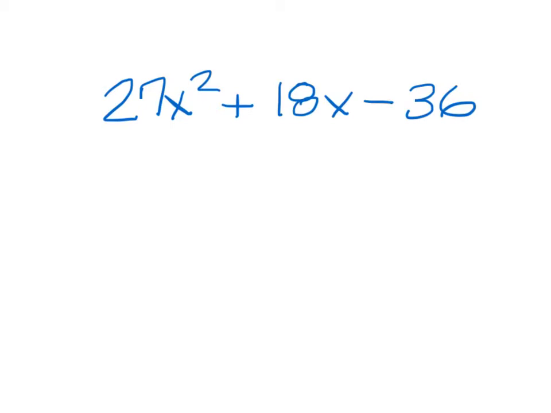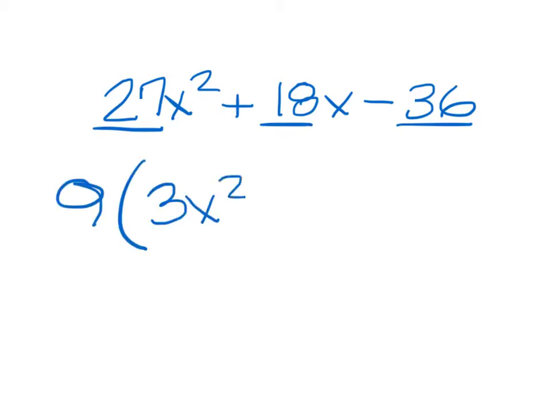For the practice problem, the highest number you can take out from each term is 9. So you're left with 3x squared plus 2x minus 4.